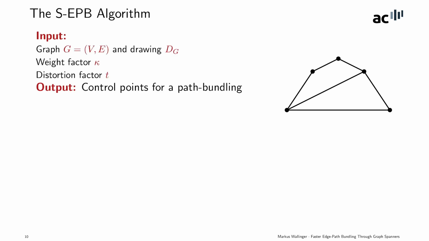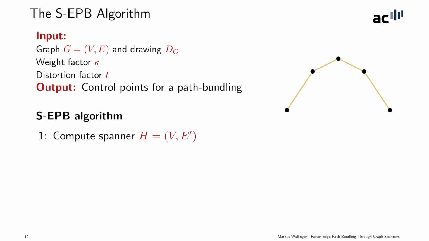Now let's take a look at the spanner edge path bundling algorithm that ties together the observations we had on spanners and the original edge path bundling algorithm. Essentially, the input compared to the edge path bundling algorithm stays the same. We still need a graph, its drawing, a weight factor and a distortion factor, and the output are control points for path bundling. However, it is a bit different.